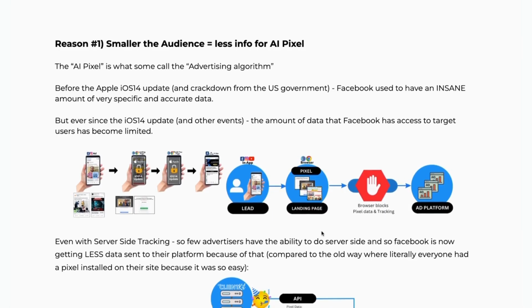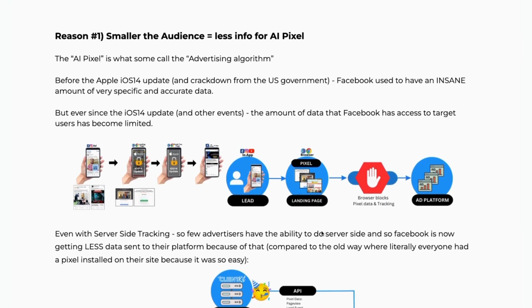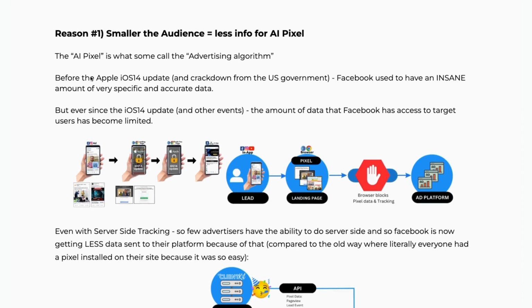So the AI pixel, also known as the advertising algorithm: before the iOS 14 update, as well as some crackdown from the US government back when Facebook was involved with some of the election scandal, the election fraud that was going on, Facebook used to have an insane amount of very specific and accurate information and data on all of these people, okay? But ever since that iOS 14 update, as well as some of the other events, the amount of data that Facebook has access to in order to target users has become a little bit more limited.